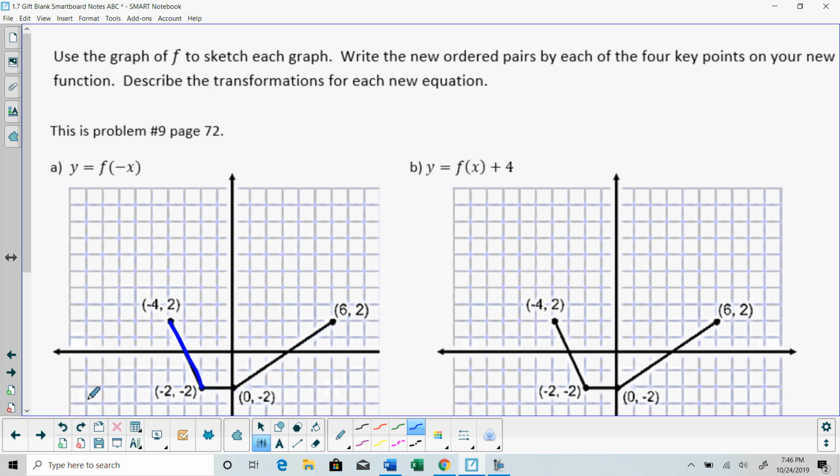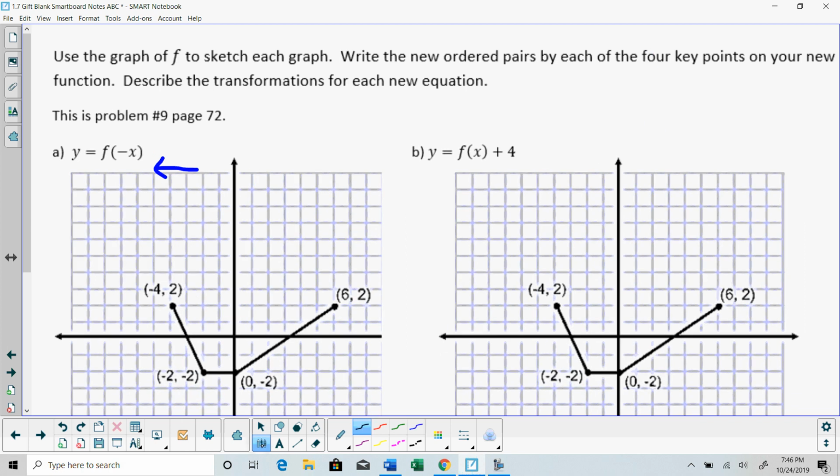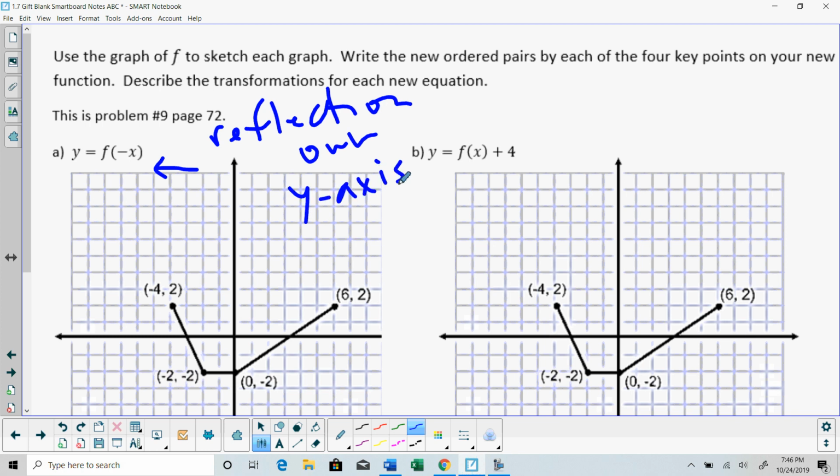All right, so first of all, we need to identify what is this transformation here. In this case, we see the negative, so it's a reflection. It's a reflection over the y-axis, because the negative is in with the x. So we want to take each ordered pair, like let's start with this -4, 2. We've got to take each of these ordered pairs and reflect over the y-axis.